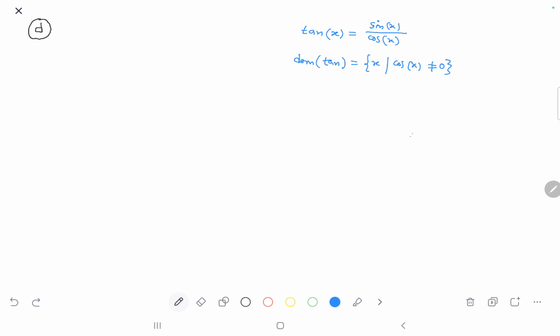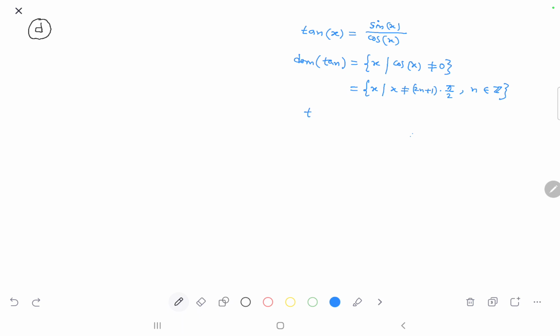Because in the denominator you have cosine x. Now, as I told you, cosine x becomes 0 if x is an odd multiple of pi by 2, right? So you cannot take (2n plus 1) times pi by 2 in this form. If you have such a number, then you cannot put it in the formula of tan x. So that is the restriction.